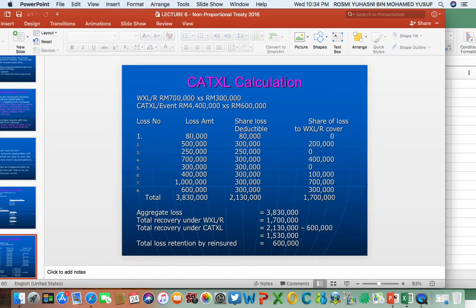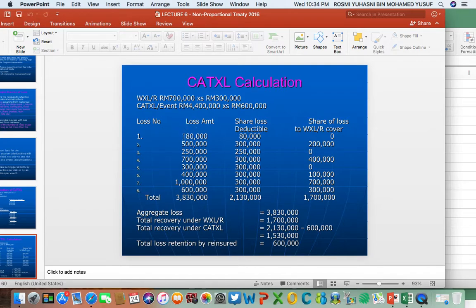Okay, straight away we look at the calculation here. There are 8 claims. The total claims are 3.83 million. So for each of the claims here, you will deduct the deductible of 300,000, because first you have to calculate the recovery from working excess. So in order to do that, you have to deduct the deductible from each of the claims. So 80,000 is not more than 300,000. That is why recovery is 0 for working excess.